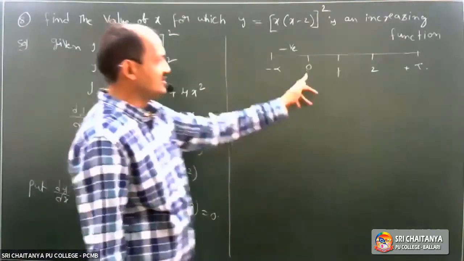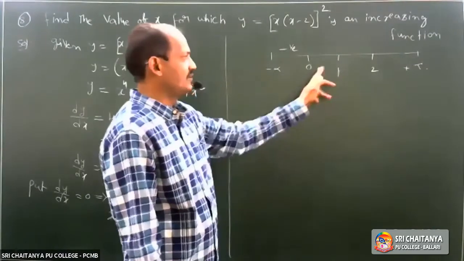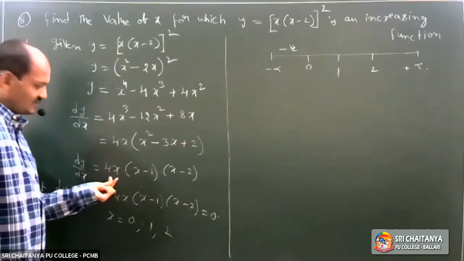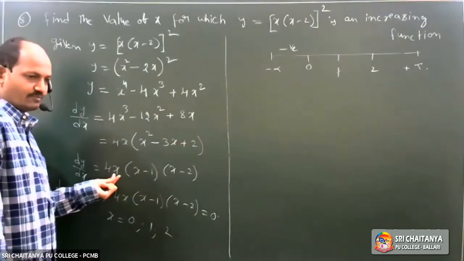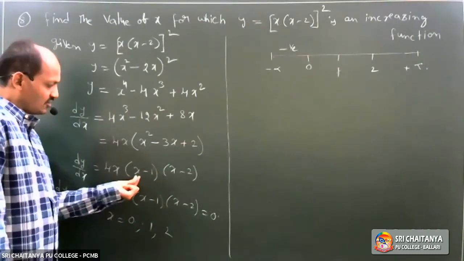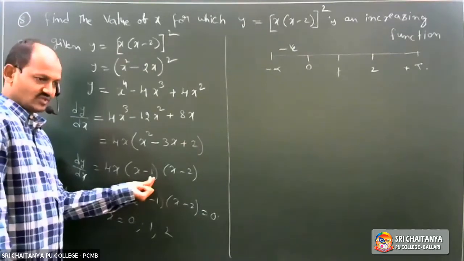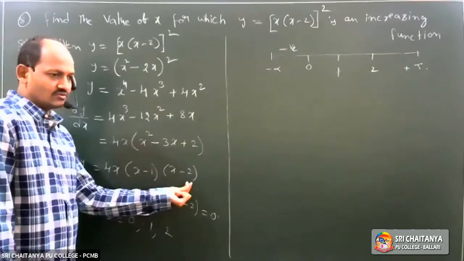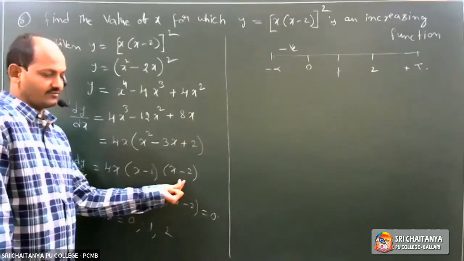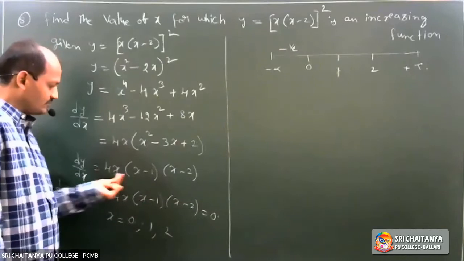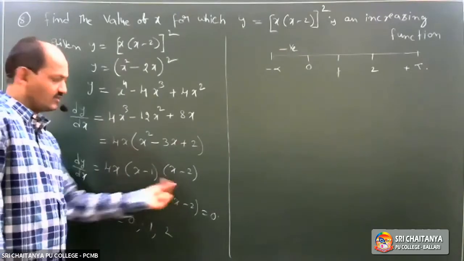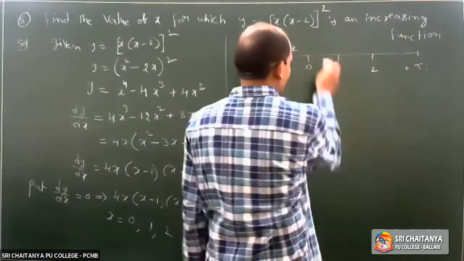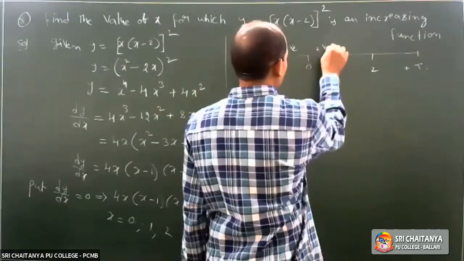Next, between 0 and 1. For example, take x equal to 0.5, which is positive. 0.5 minus 1 is minus 0.5, and 0.5 minus 2 is minus 1.5. So it is positive, negative, negative. Minus into minus is plus, so between 0 and 1 it is positive.